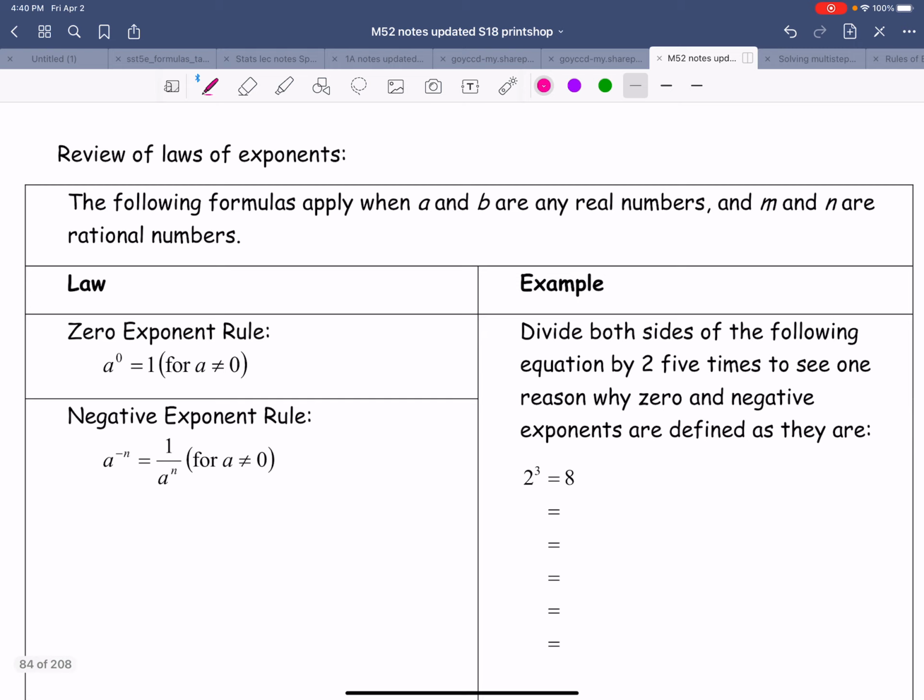Review of laws of exponents. So, seventh grade algebra, we've talked about these rules of exponents. So, a quick review of them. Zero exponent rule. Anything raised to the zero power is always equal to 1.